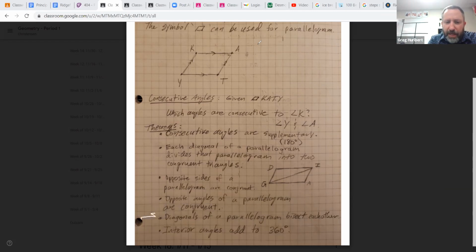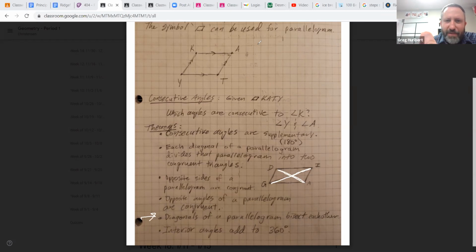All right, and then the diagonals of a parallelogram bisect each other. So down here in DIAG, there is one diagonal drawn in. If we drew in the other diagonal from D to A, what that does is they bisect each other.